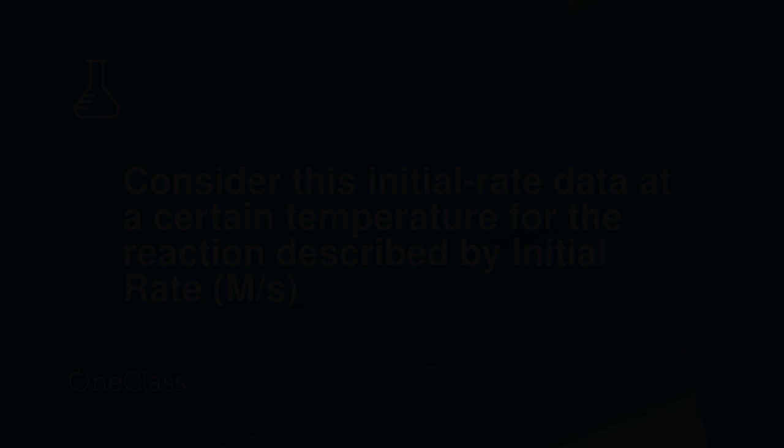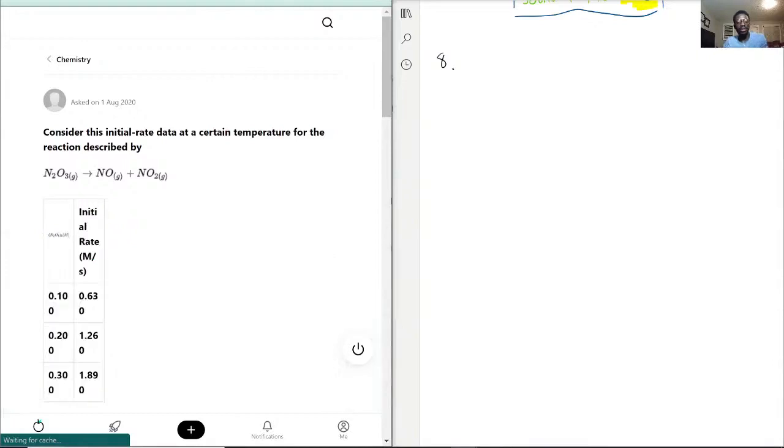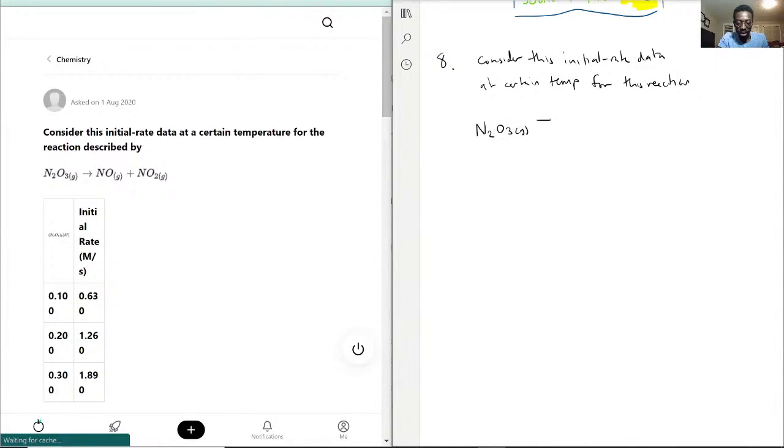Question 8 now. It says, consider this initial rate data at a certain temperature for the reaction described by, so initial rate data at a certain temperature for this reaction. Okay, we have N2O3 gas turns into NO gas plus NO2 gas. Okay, and then we're given this table, which is actually very crucial to answer this question.